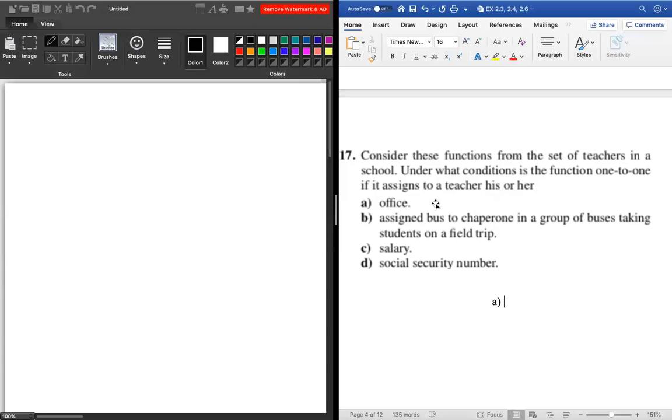For this part A, when we are assigning to an office, it depends on whether teachers share offices or not. If they share offices, then it won't be a one-to-one function. But if they are not sharing offices, then it will be one-to-one.